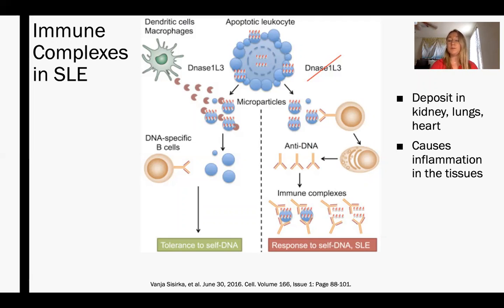However, if DNase 103 is mutated or deficient, these microparticles remain as they are and the chromatin is not being degraded. And so your B cells are going to think this is an antigen. And because of that, they're going to produce anti-DNA antibodies. And so these will go and target these microparticles and form immune complexes. And these immune complexes are really prevalent in SLE, and they're really detrimental because they deposit into the kidneys, the lungs, the heart, and can cause different problems and complications. And it also leads to inflammation.